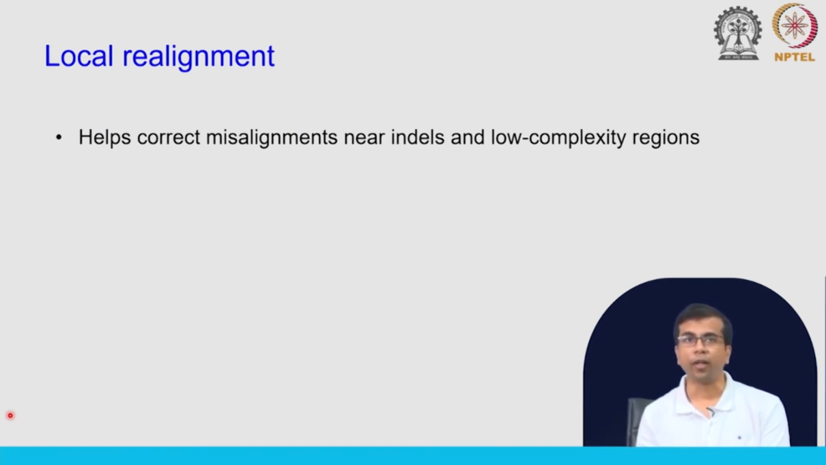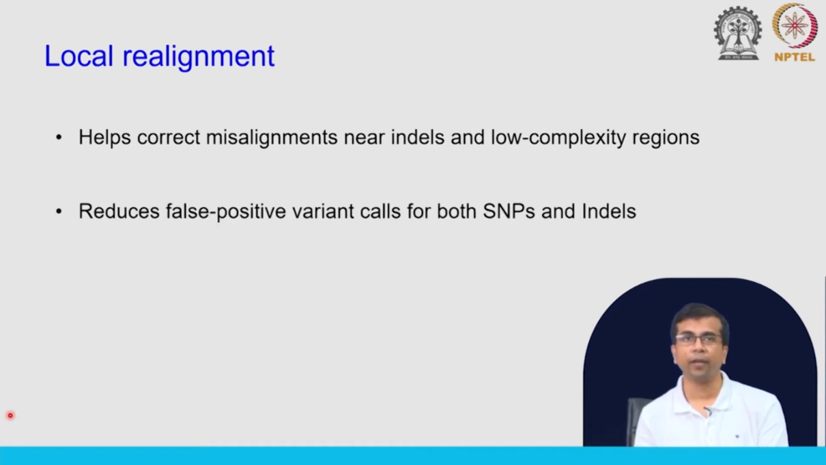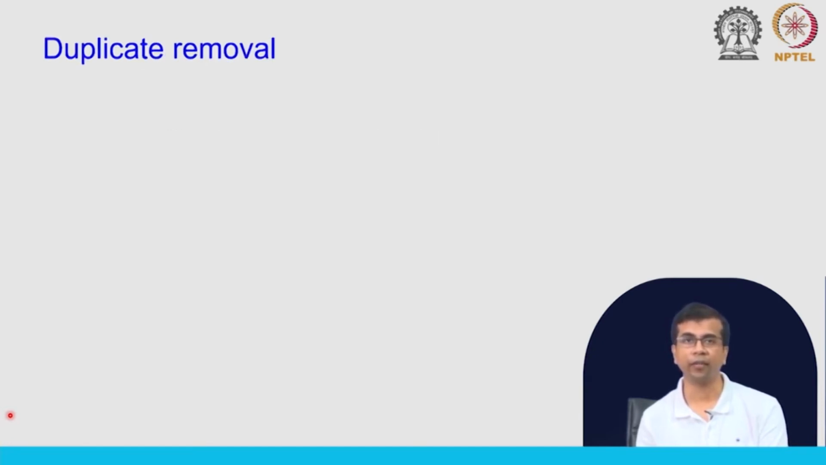As I mentioned, local realignment helps correct misalignments near indels and low complexity regions. That is why we want to make sure the alignment that we have is correct. We use certain other tools to do this realignment, not the mapping program, but other tools. In the realignment, we take the reads that are present around, let us say, a certain variant, and then we realign them properly. What we have seen is that it reduces false positive variant calls for both SNPs and indels. There are some examples, you can read some references where you will see this kind of analysis.